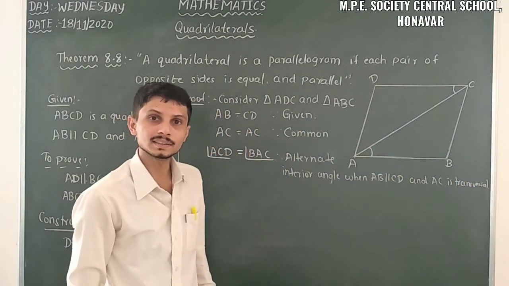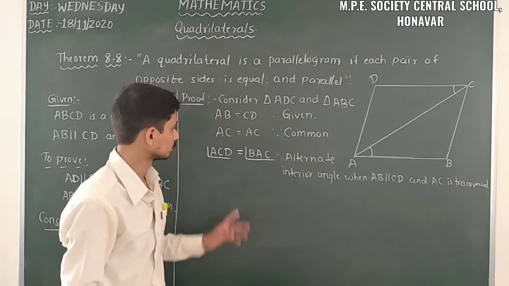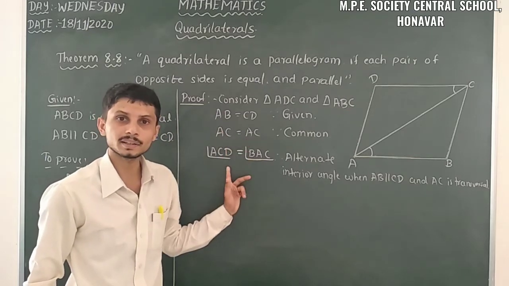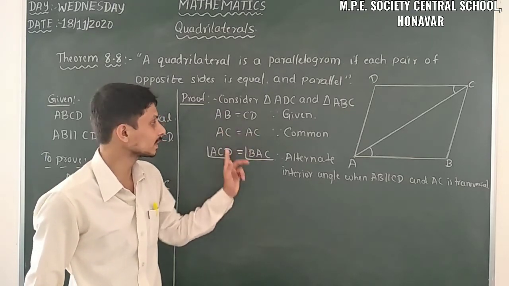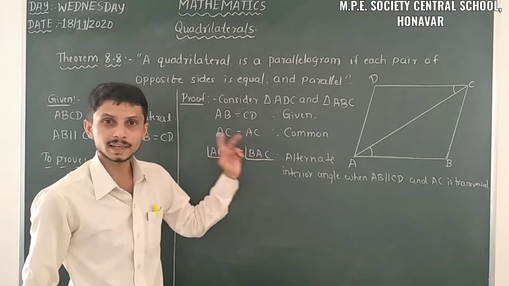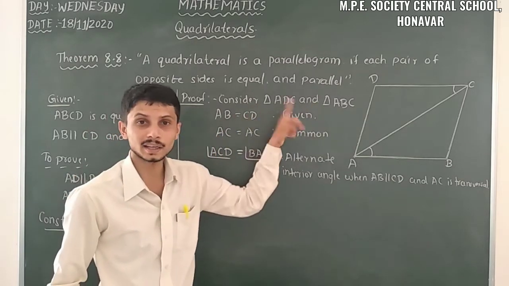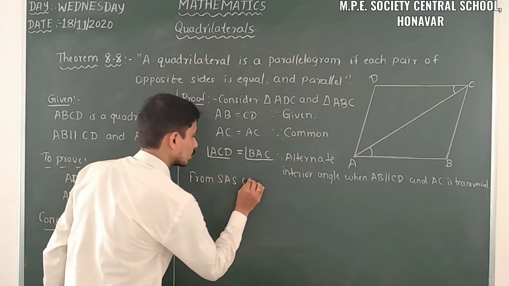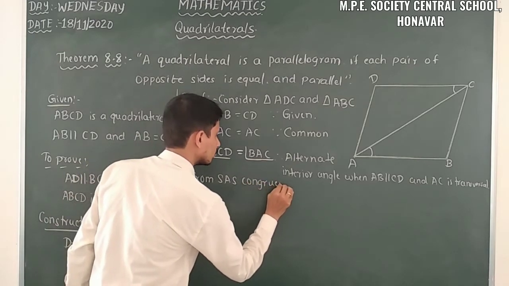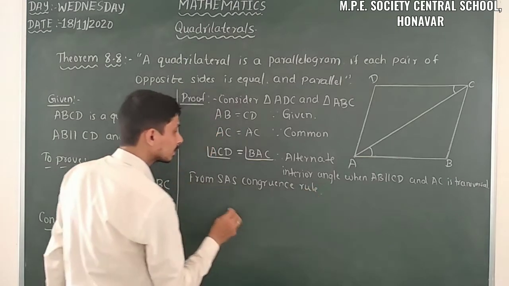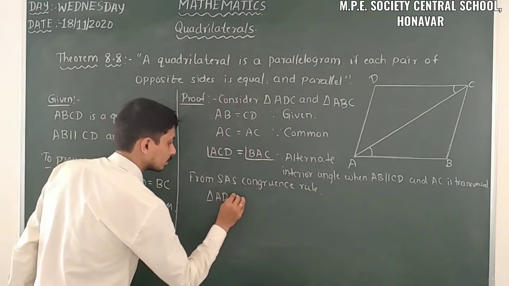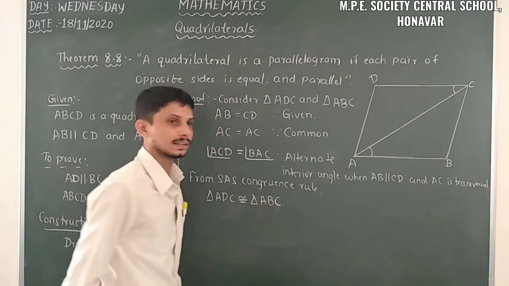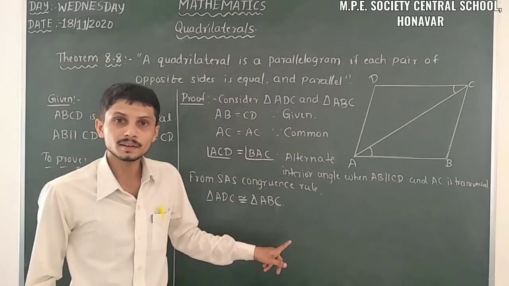Here we have a side equality, here also a side equality, and here an angle equality. So from the SAS congruence rule, we can take those two triangles as congruent. That is, from the SAS congruence rule, triangle ADC is congruent to triangle ABC.